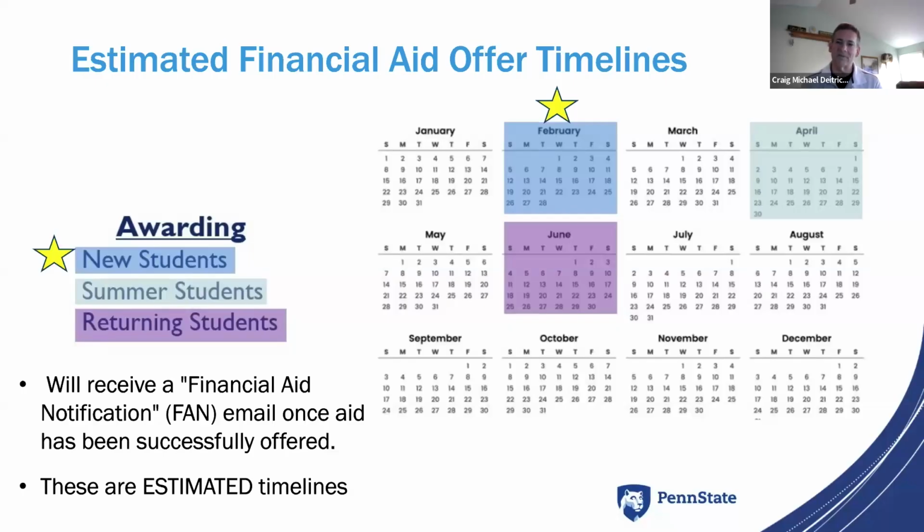May 1st is the formal acceptance deadline. So you'd have 2 months to compare your offers from the different schools, decide whether you're coming to Penn State. But again, this is estimated. That's our goal and our hope, but things can always be pushed back a little bit.